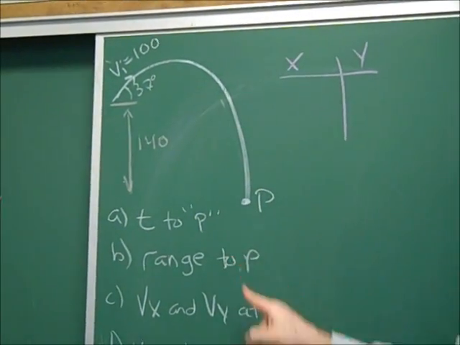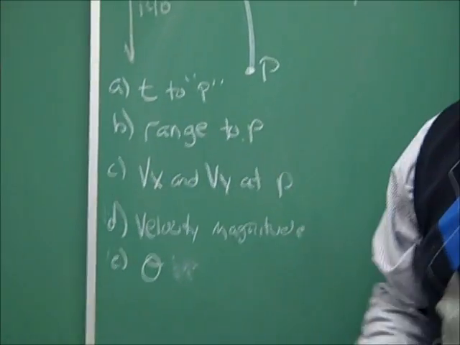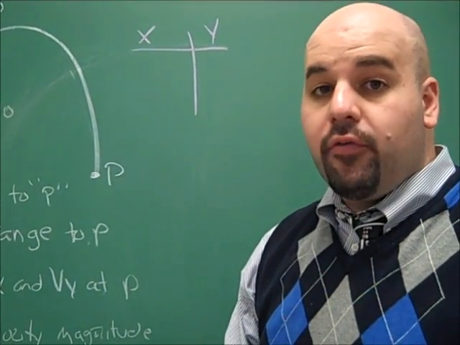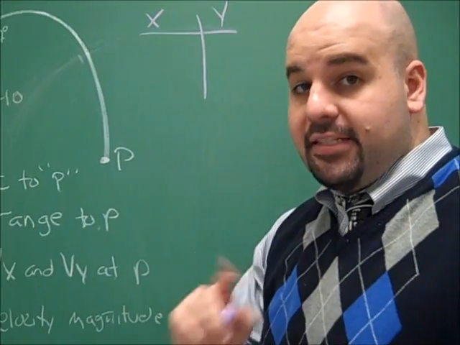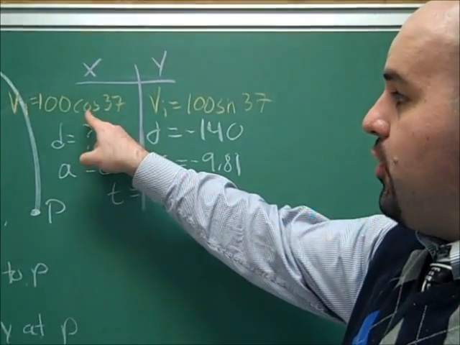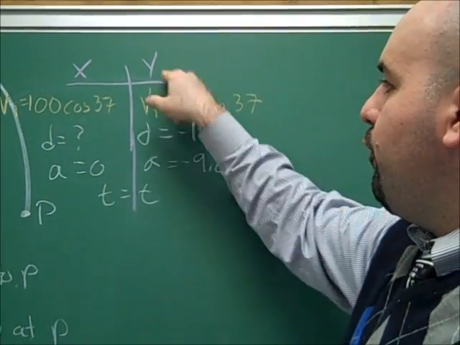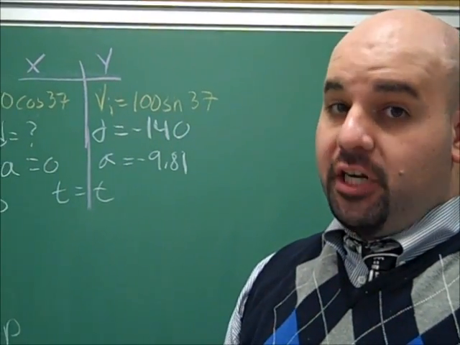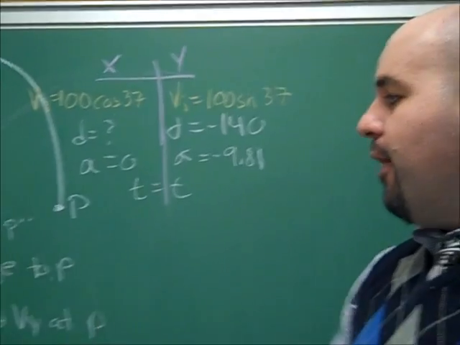Since all these involve point P, my x and y table will always work for each one of these situations. That's how we check it out. And our x and y table is made. Once again, I use cosine for x, sine for y. That's normally true with projectiles. I've got to find the time to point P.